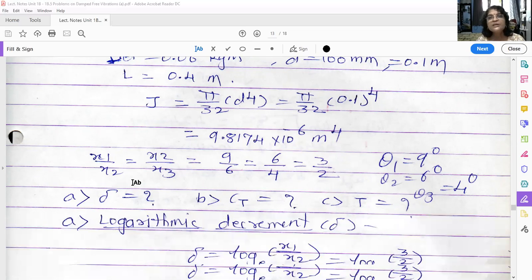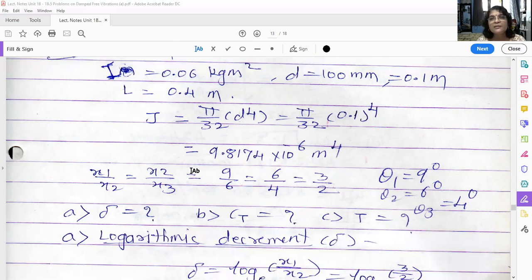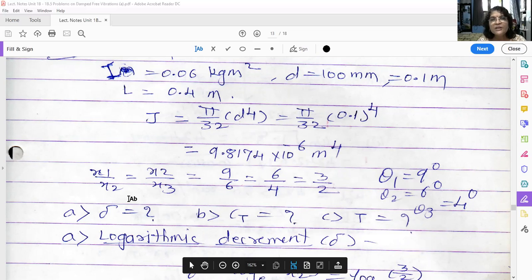Now see here, it is given that 9 degree, 6 degree, 4 degree, like this the reduction is there. So instead of x1 we can call it theta 1. Theta 1 is given as 9 degree, theta 2 is 6 degree, theta 3 is 4 degree. So theta 1 upon theta 2 must be equal to theta 2 upon theta 3, which must be equal to theta 3 upon theta 4, like this.